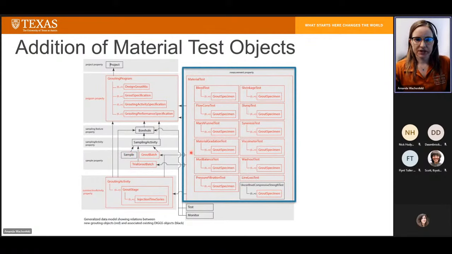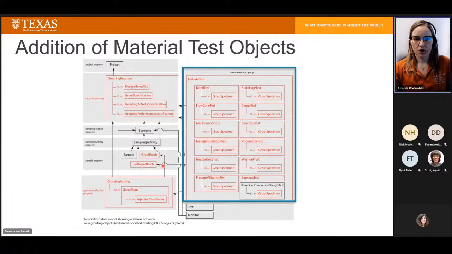We also added these material test objects, which, as you can see, can be referenced to the grout batch and the grouting activity. Originally in DIGGS, there was just a test object, which related material test to a specific location, such as a soil at a certain depth at a certain location, or monitoring, which just related a test to a specific time. So this material test now allows us to relate testing to a specific sample, which is needed when testing grout batches. So this allows us more flexibility to reference samples for different tests. So we can reference our trial grout batch, our grout batch, or a specific specimen from either of these.